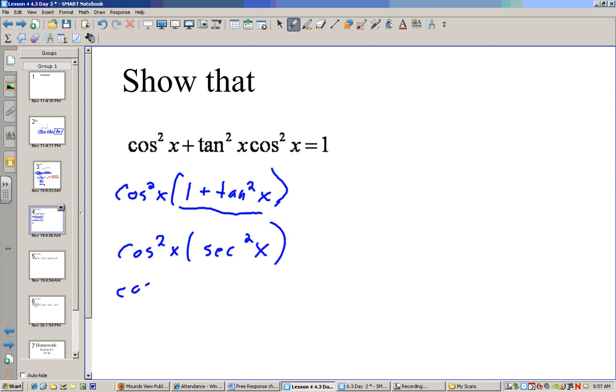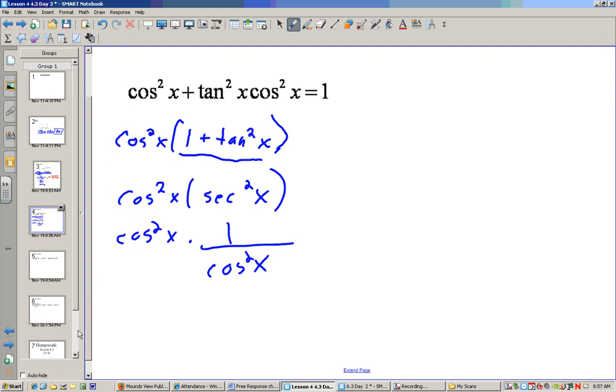And now secant squared x is 1 over cosine squared x. So now we have cosine divided by cosine squared divided by cosine squared, which all cancels out to just be 1. So we are finished with that proof.